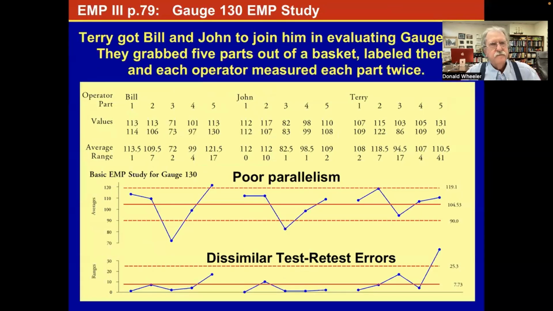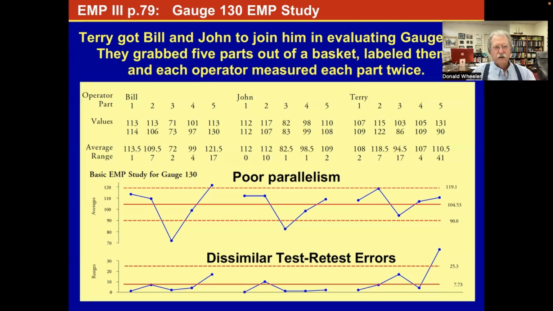Gauge 130. Harry got Bill and John to join him in evaluating gauge 130. This is a brand new gauge that measures in microns. They grabbed 5 parts out of a basket, labeled them, and each operator measured each part twice. Now, I should tell you that Bill is the engineer that built Gauge 130. John is the operator that uses Gauge 130 every day. And Terry is the engineer who's doing the EMP study.